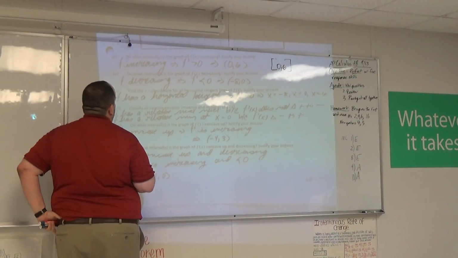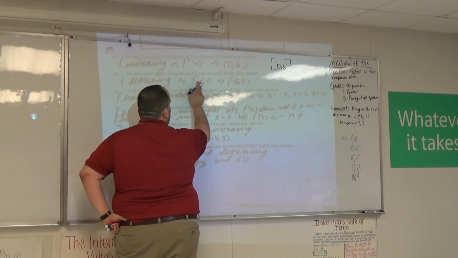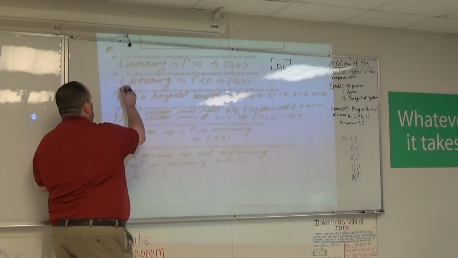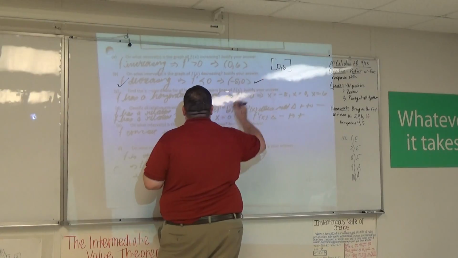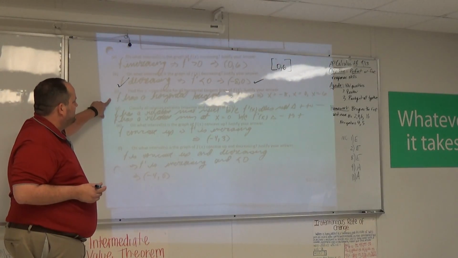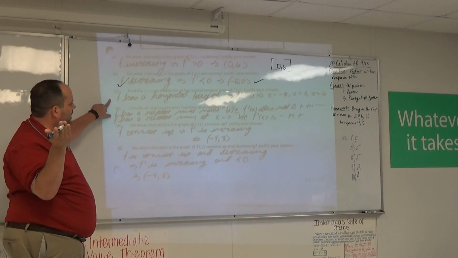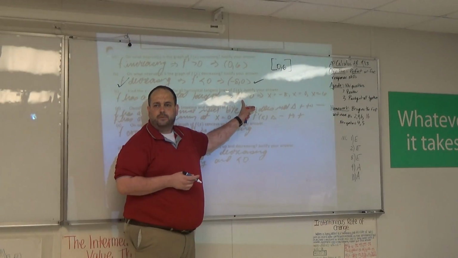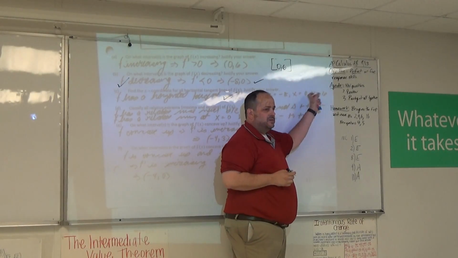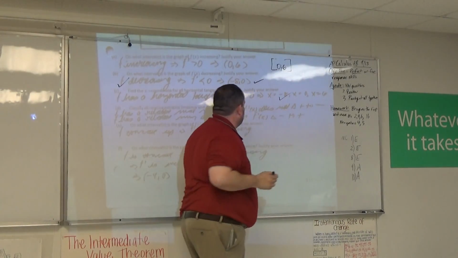Part B, where's F decreasing? F is decreasing, that means F prime is negative. That's going to be on the interval -8 to 0. I'd say 1 point for the justification, 1 point for the answer. C, find the x coordinate for horizontal tangent lines. Horizontal tangent line, what do I know? That means F prime is equal to 0. 1 point. X equals -8, x equals 0, x equals 6. Get all three of them. Second point.